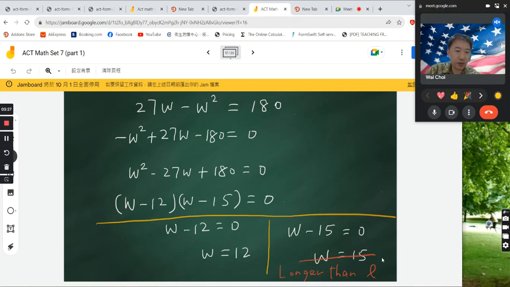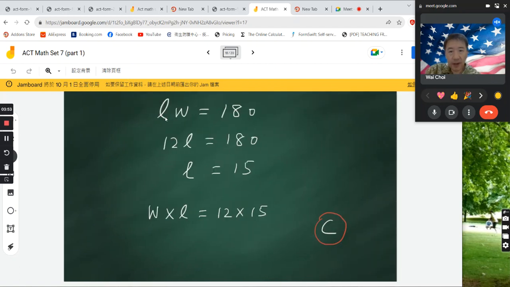Now we're going to toss out this answer, because if W is equal to 15, the length is going to be 12, and that implies the width, 15, is longer than the length, which is 12. So this is why we're going to toss this out. And the width is 12, the length is 15.